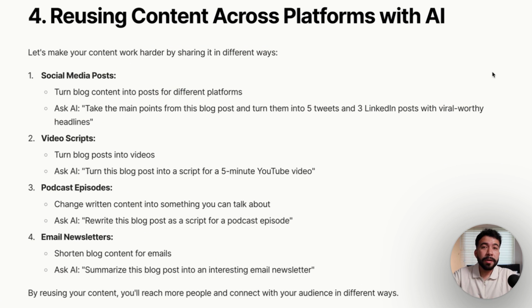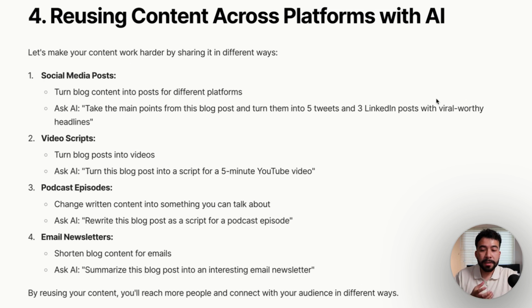All right, so once you've created everything in bulk and done things in batches, the next step, once you've published your content, is to start reusing your content across all platforms using AI. If you publish a really good article and it's getting a lot of traction, you can turn that into social media posts. You can turn that into video scripts. You could also do podcast episode topics. You could also turn it into an email newsletter.